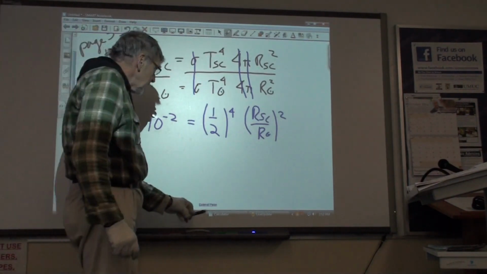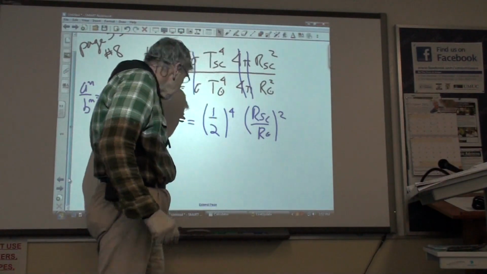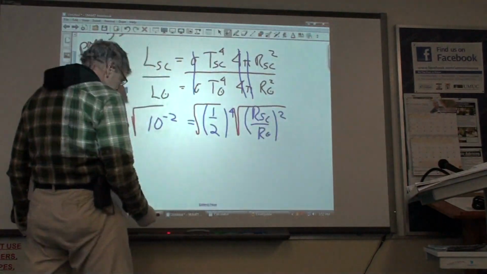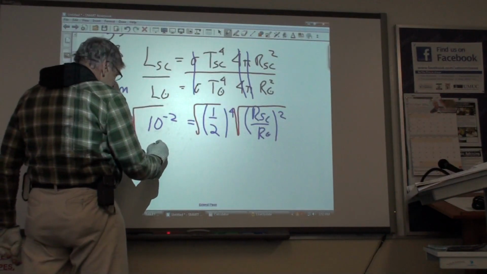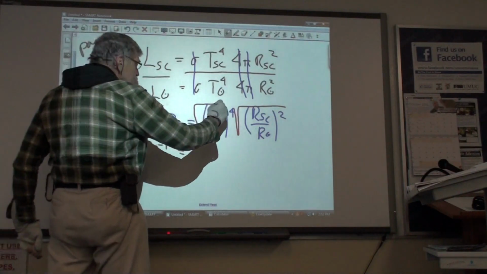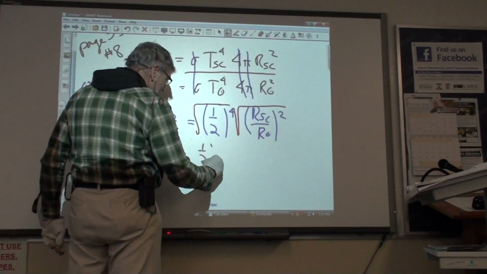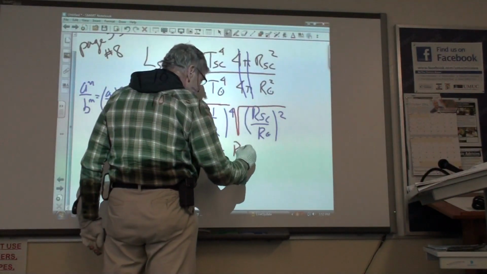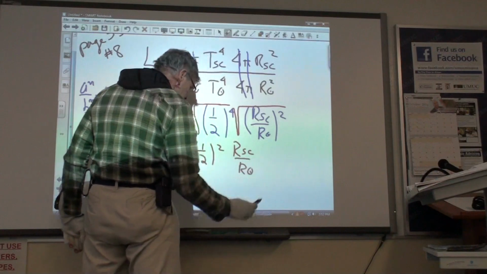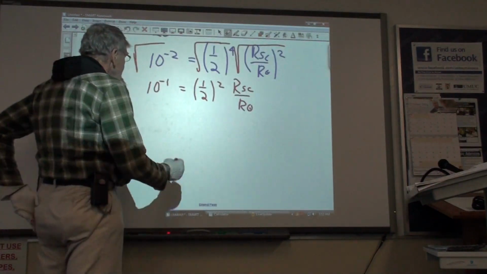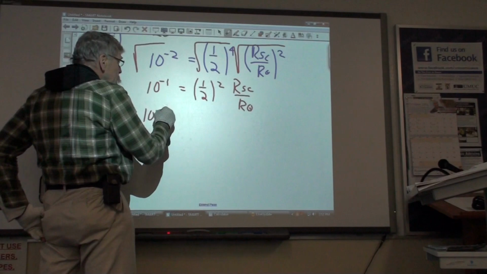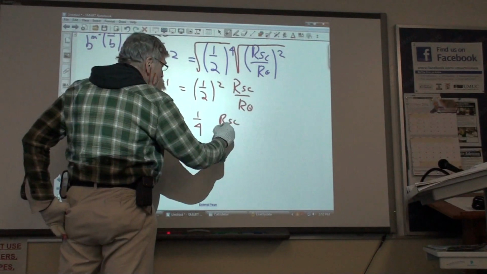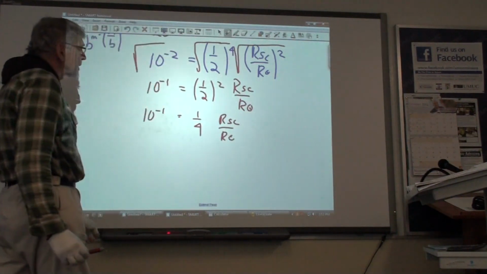So what I'm going to do now is take the square root of both sides, and the square root of 10 to the minus 2 is 10 to the minus 1. And the square root of the 4th power is a square power. And the square root of a square is just the object itself. So we've simplified things by doing that. So here we have 10 to the minus 1, and 1/2 squared is equal to 1/4, and this is RSC to the R sigma.